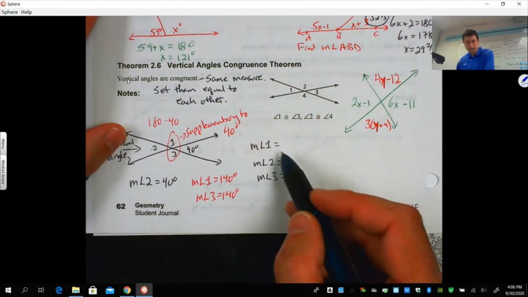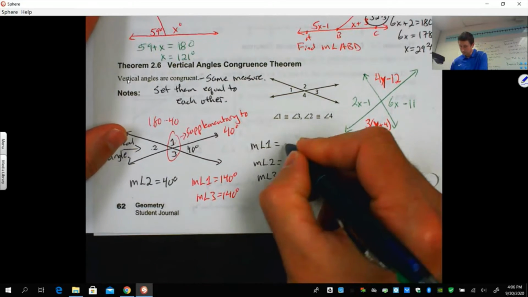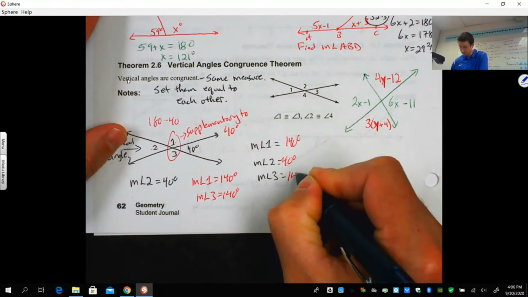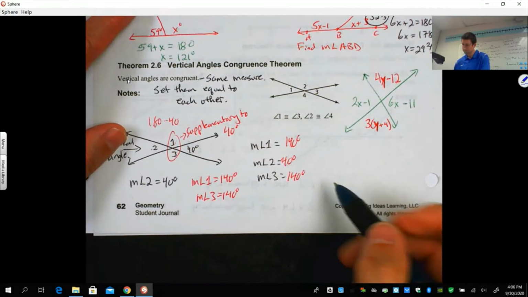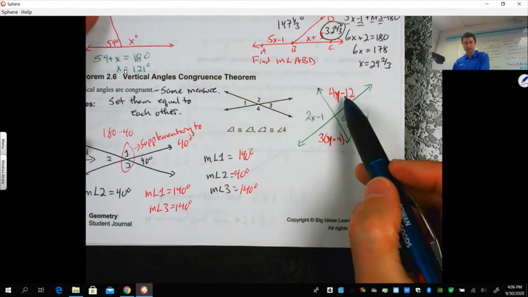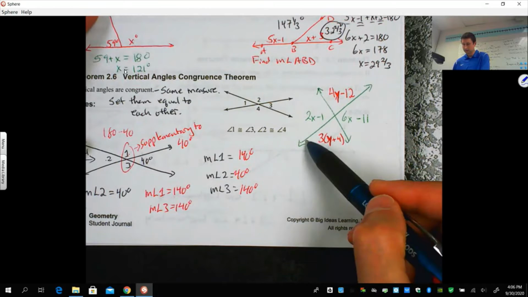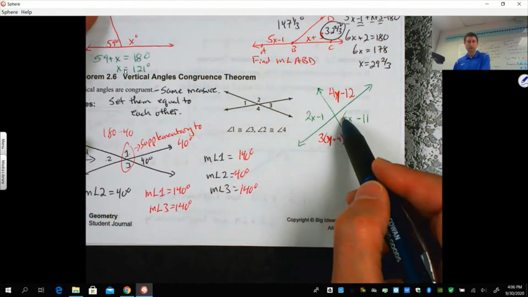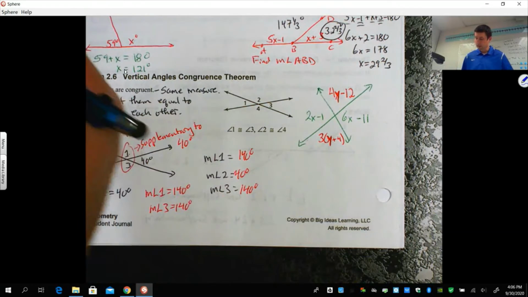Okay, had it ready to go over here. So measure of angle 1 is 140, measure of angle 2 is 40, measure of angle 3 is 140. Getting into the algebra of them, they have two crisscrossing lines, two sets of vertical angles here, and they want you to find the value of x, or maybe they'll want you to find the measure of the angle.